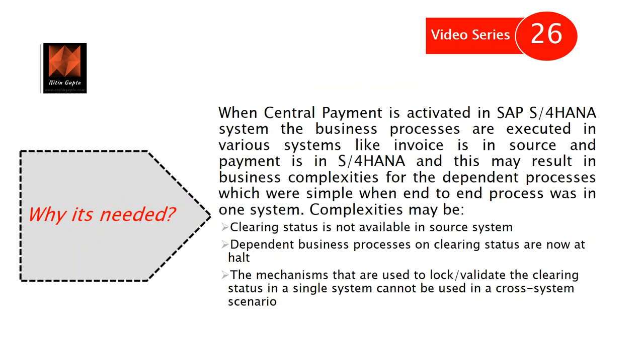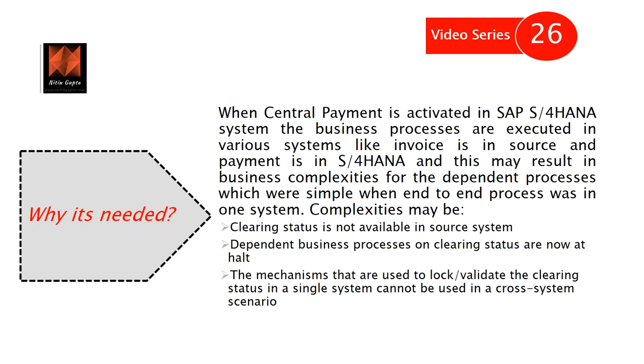Why is it needed? This is a very important question. As I mentioned, the processes are in different systems now, and there might be a few business complexities. Let's not think of it from a technology perspective, but from a business perspective: clearing status is not available. You post an invoice in ECC, replicate it to CFIN, pay it from CFIN, but now the status is not known. If I'm an ECC accountant, I don't know what happened to my invoice. Is it paid to the vendor or is it still open? Is it 30 days or 60 days? Dependent business processes on clearing status are now at a halt. Any process which is dependent on clearing in ECC is completely on hold.